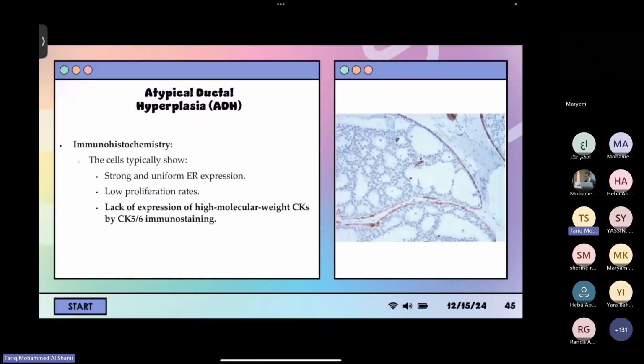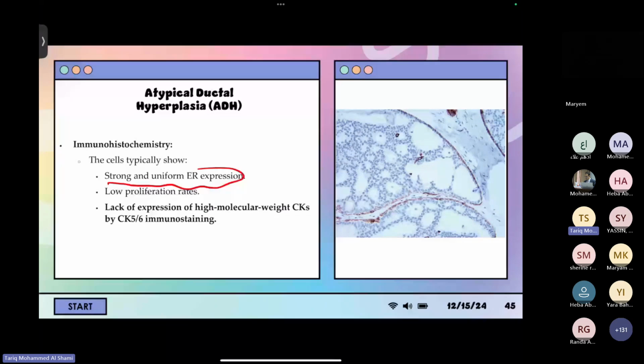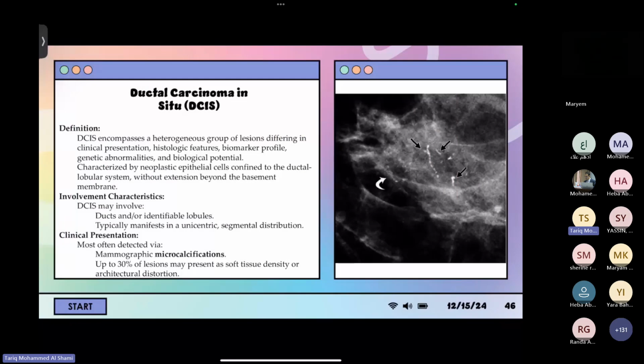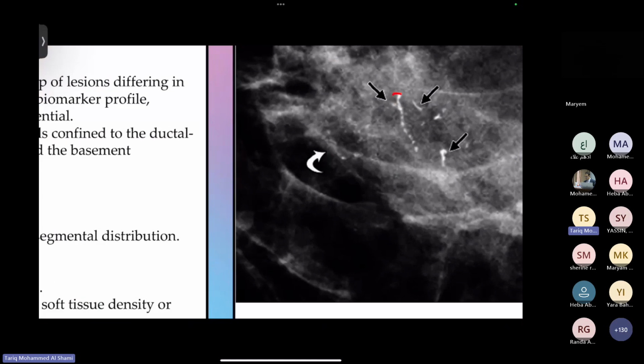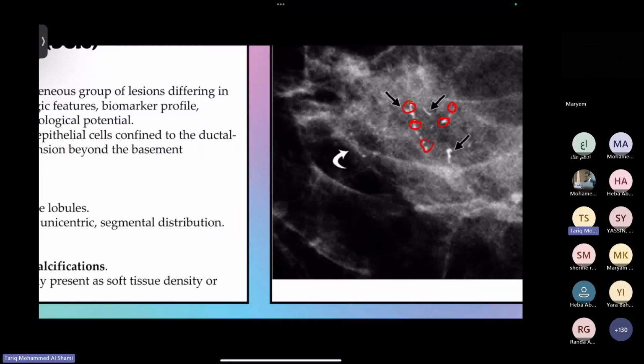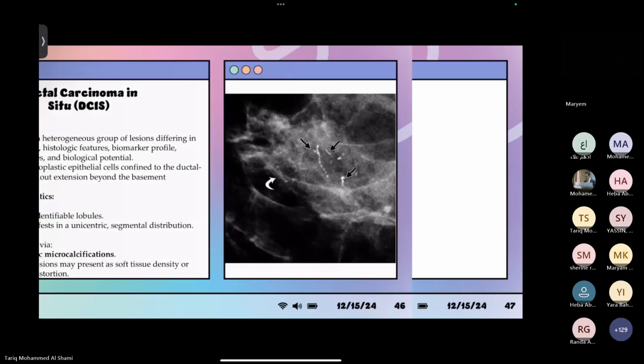Okay, what about the immunohistochemistry for atypical ductal hyperplasia? Strong and uniform expression for ER and lack of expression for cytokeratin 5/6. Let's go with ductal carcinoma in situ. Ductal carcinoma in situ has an important sign in the mammography, or the X-ray, which is the microcalcification, dispersed microcalcification.